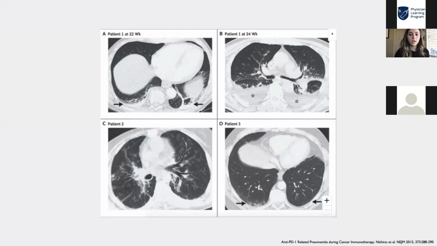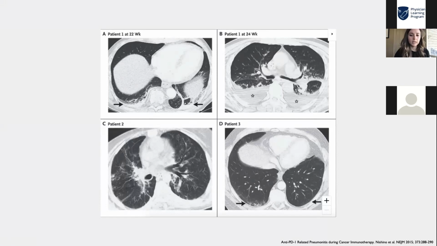So these are 3 cases of pneumonitis associated with checkpoint inhibitors. All patients had advanced melanoma. Patient 1, seen in the top 2 panels, A and B, is a 70-year-old male, and the first CT is at 22 weeks of therapy. It shows bilateral consolidation, reticular as well as ground glass opacities. In 2 weeks, we see significant progression of his disease here, and he required ICU admission.